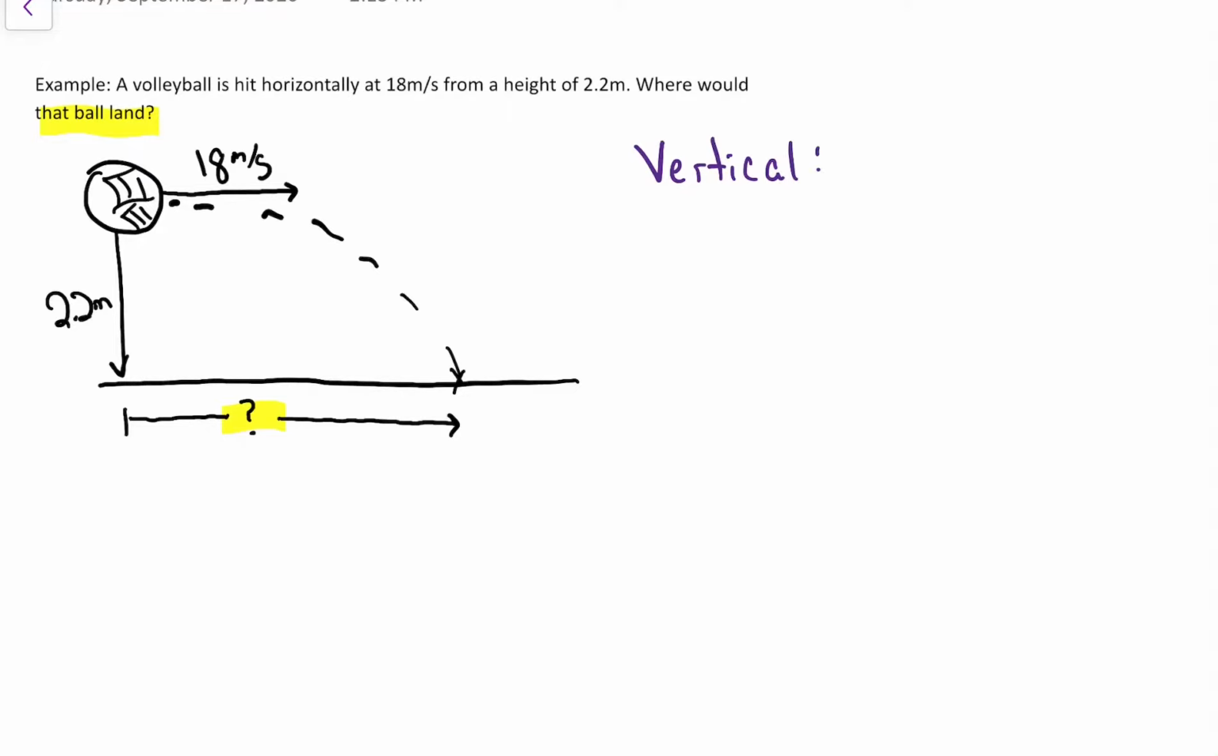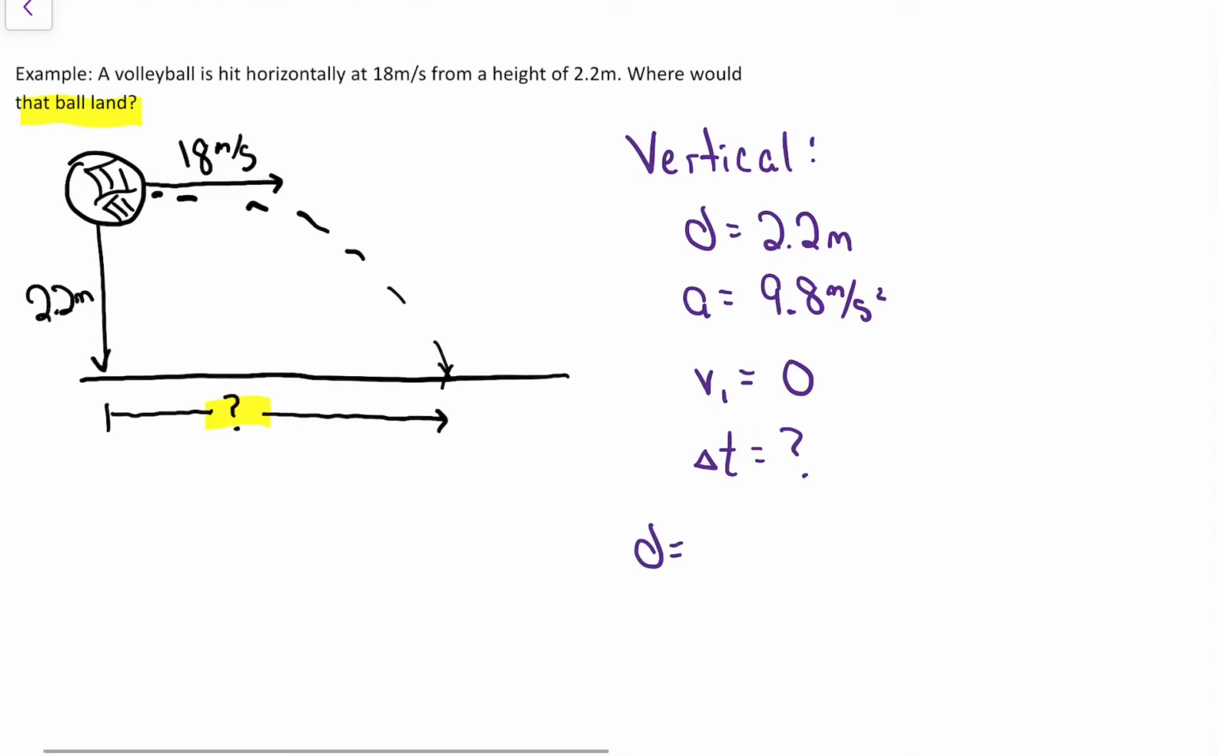We're considering this one motion, this one ball flying through the air, from both perspectives, horizontal and vertical. Vertically, it falls 2.2 meters. Gravity pulls it down at a rate of 9.8 meters per second squared. And the one that we sometimes forget is that in the first split second it's airborne, it's not falling yet. So it's got a V1 of 0, and we're curious about time.